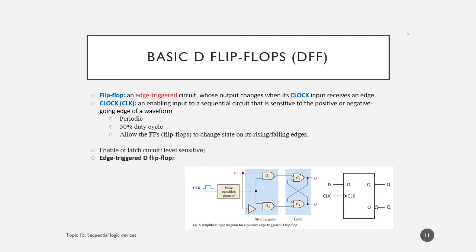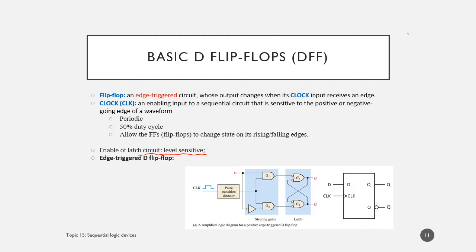Okay, now let's talk about the second type of memory device, which is called flip-flops. The most basic one is called D flip-flops. This corresponds to the D latches. But the main difference between a latch and a flip-flop is that the flip-flop is an edge-triggered circuit, while the latch is level sensitive. Level sensitive means the output of the latch can only change when the enable input is in its active level. If you remember the gated D latch, the output can only change when the enable equals 1.